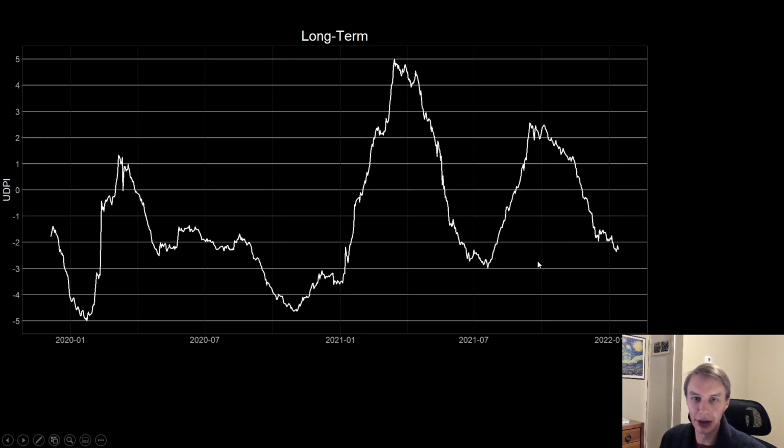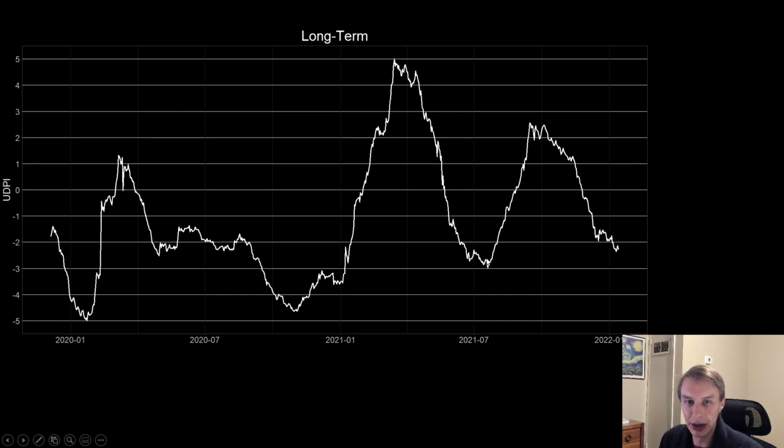So let's take a look a little bit more closely at what the raw output of the long-term UDPI looks like right now. What I've done here is replace the y-axis with the UDPI level across time. And you can see that we're getting down to the same general risk area we were in during the summer, a little bit higher. We haven't quite got down to -3 yet, but we're in that general ballpark.